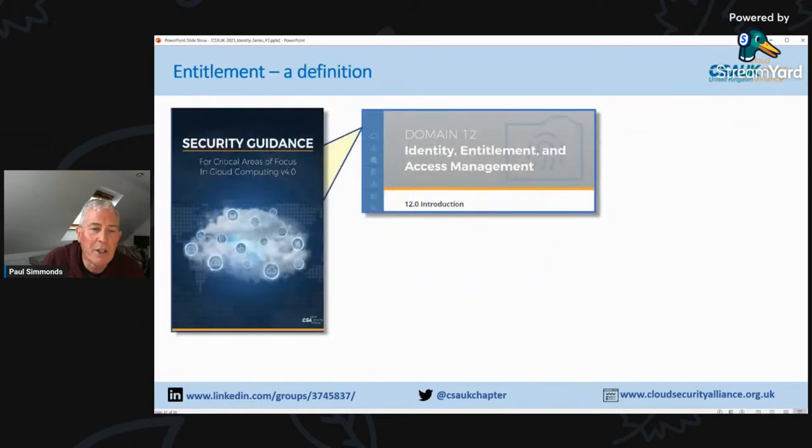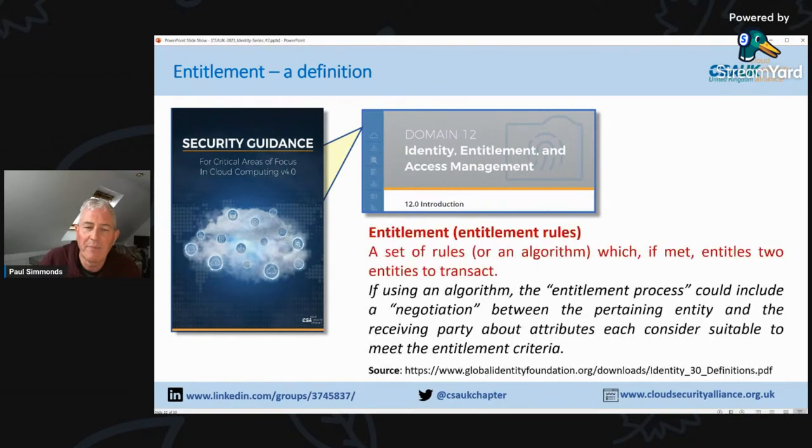If you go to Cloud Security Alliance guidance version 4, that little reminder has gone out of there, but the title has stayed the same. Domain 12 in CSA guidance version 4 is identity, entitlement, and access management. In other words, we take the identity attributes in context, feed them into entitlement, and then say, if you meet the criteria, then we will grant you access.